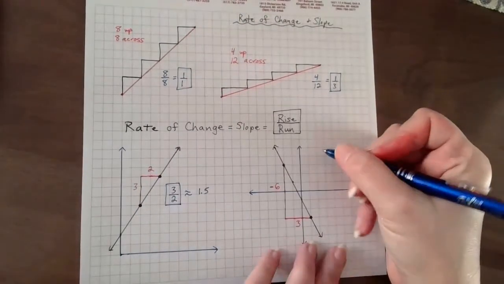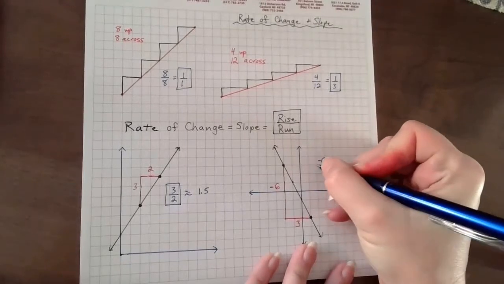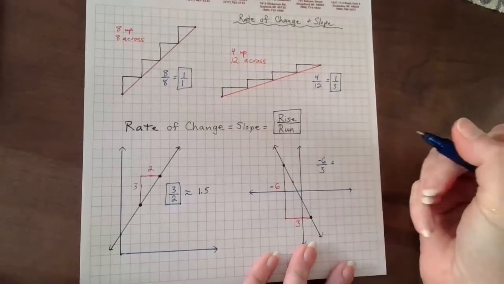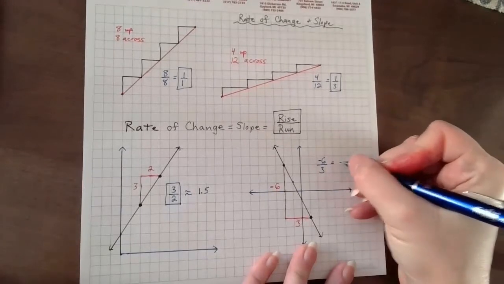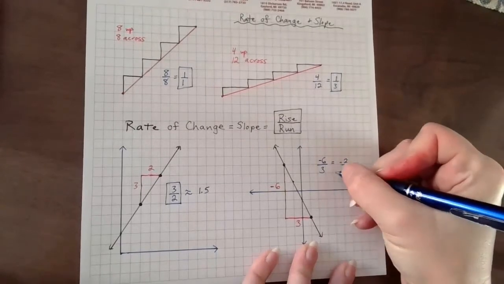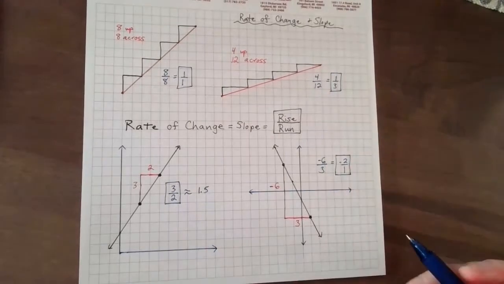What does that mean for my slope? Well, that means that we're going down 6, so my rise is actually negative 6 over my run, which is still 3. Can I simplify this? Yes, I can. That's going to be negative 2 over 1. Negative 2 over 1. That is my slope for this line.